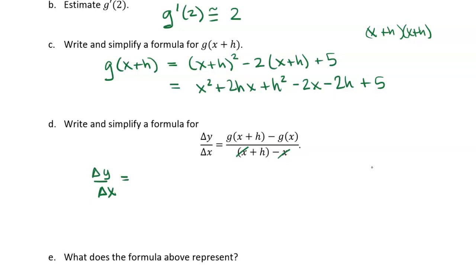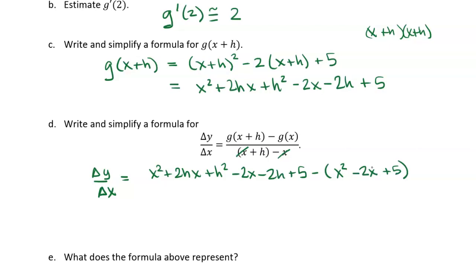All right, so I'm going to use the g of x plus h that I just found above, which is x squared plus 2hx plus h squared minus 2x minus 2h plus 5. Okay, it looks like a lot, but there's going to be some stuff that cancels here. Then I'm going to subtract the original g of x formula. So x squared, let's see, yeah, it's minus 2x plus 5.